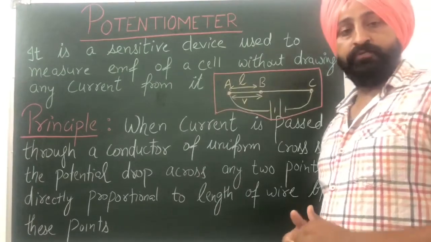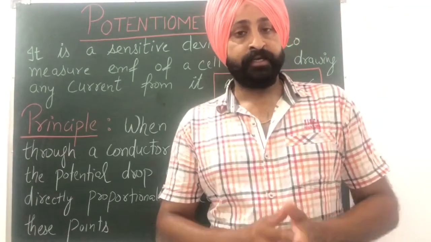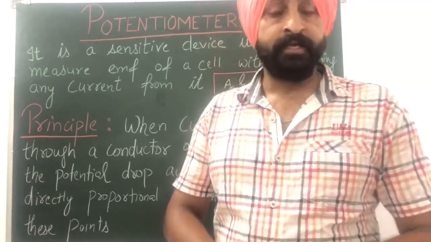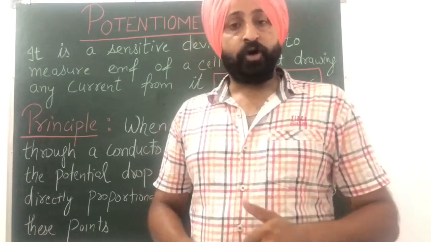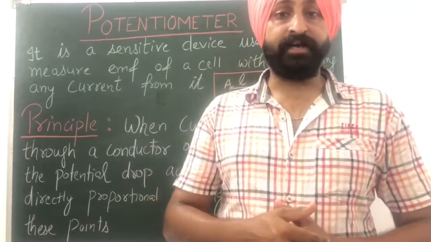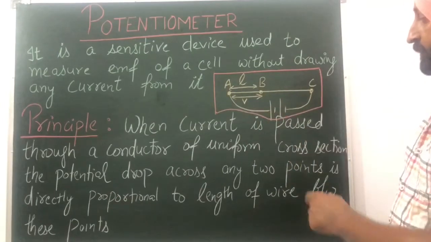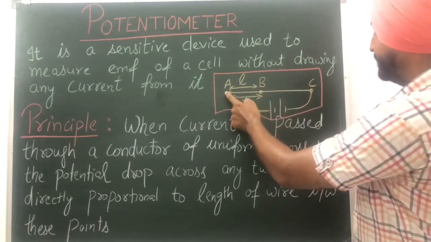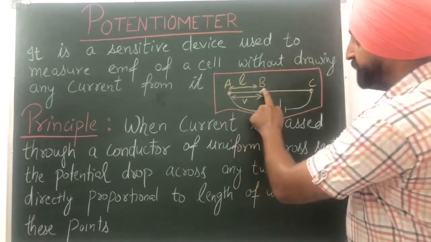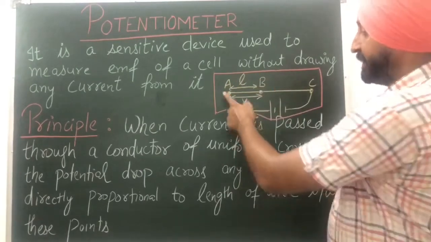So coming to the working principle of this potentiometer, see, it works on the principle that if you have a uniform wire whose cross-sectional area is uniform throughout, then the potential drop across any 2 points of that wire will be proportional to the length of that wire. Fine. So you can see in this diagram, you have a wire whose length is AC, and if you want to calculate the potential across AB, that potential V will be proportional to the length AB.